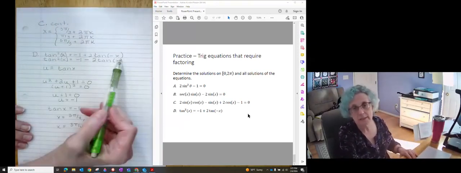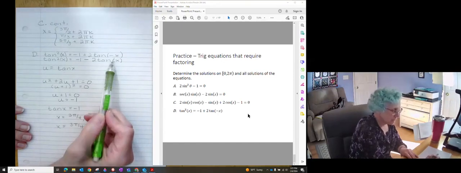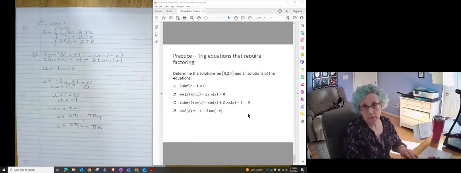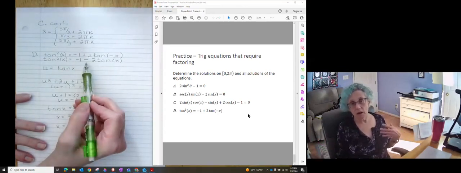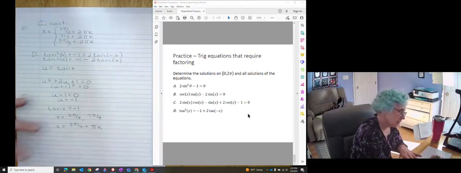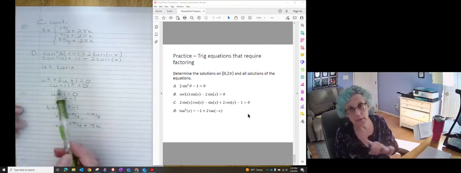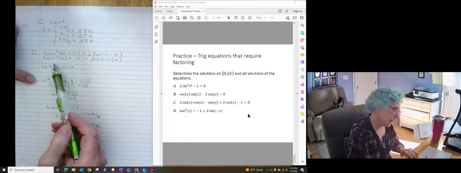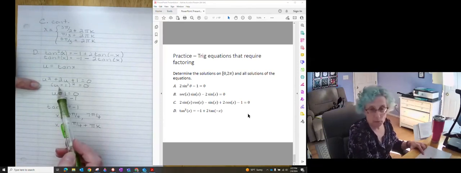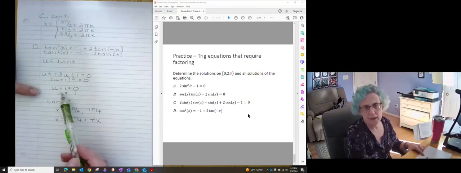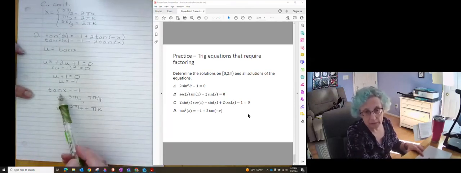D, we have just tangents. So I'll let u be equal to tangent. But I noticed here I have tangent of x and I have tangent of minus x. So before I started my substituting, I had to take advantage of the even odd identities that tangent of negative x is the negative of the tangent of x. So you can't forget those trig identities. Then I write it as u squared. I added 2u to each side. I added 1 to each side. And when you factor that, you end up with u plus 1 squared. So you only get one little equation to solve.